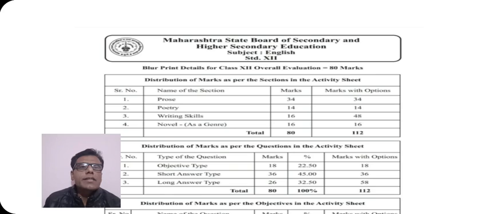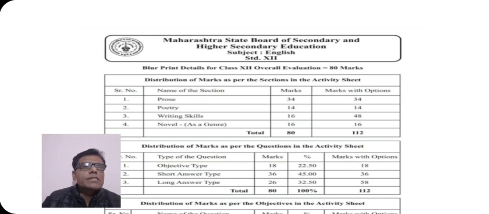Next section is writing skill. Here marks with options are 48 and actually marks are 16, means here we have many options in writing skill. Then next section is a novel as a genre. We know that, that is again 16 marks, and marks with options are 16, means again this section does not have any options. If we see the marks, 80 marks are there, and with options we have 112 marks.